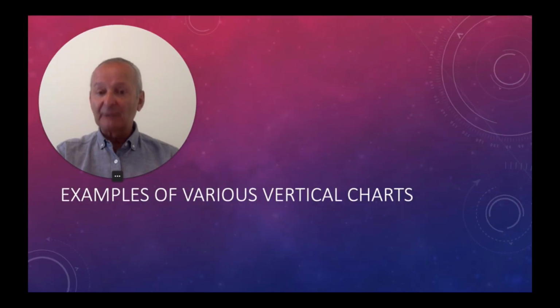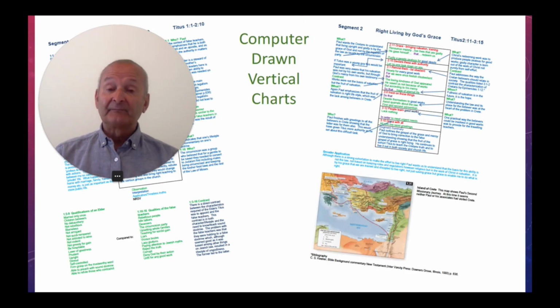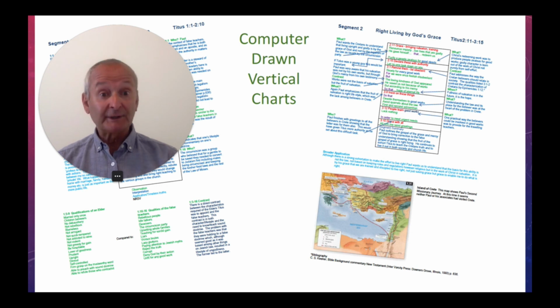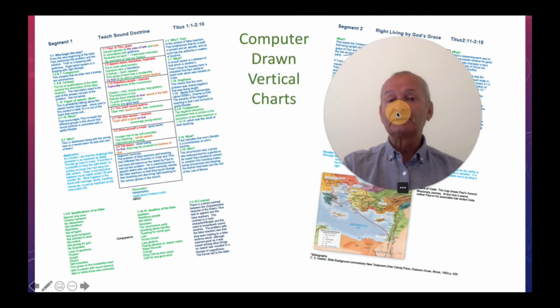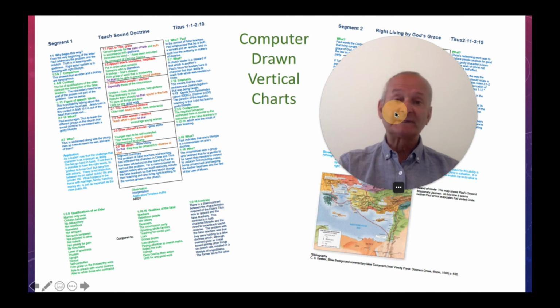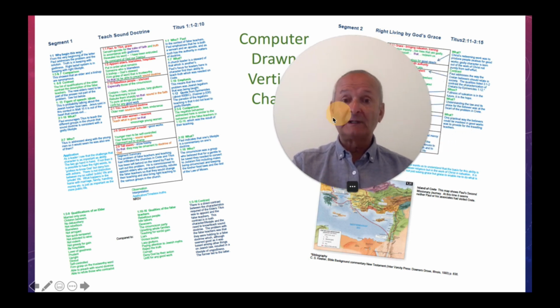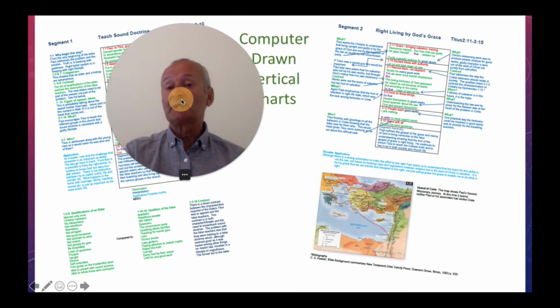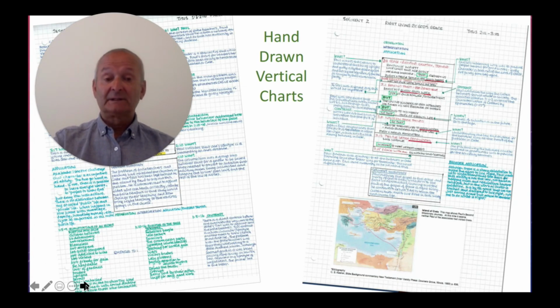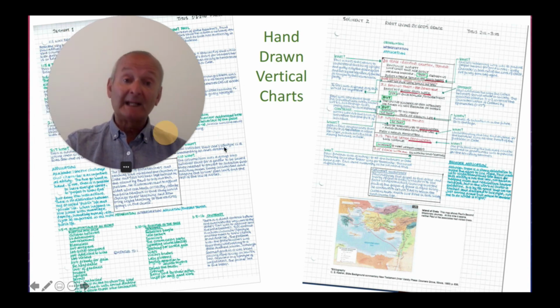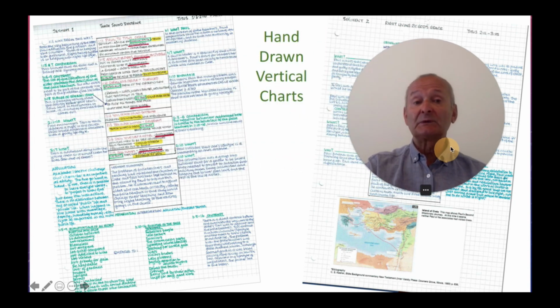Now, some examples of various vertical charts. These are charts that are drawn on a computer using a word processing program. You can get some idea, if I move myself around here, of the different ways of doing it. Again, let me say the amount that is required, you can talk to your staff about that, but you can just see how useful these can be. These are charts that have been written by hand. As I say, we will talk about that.